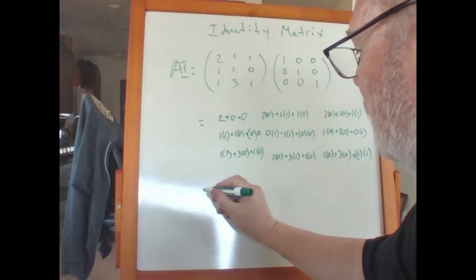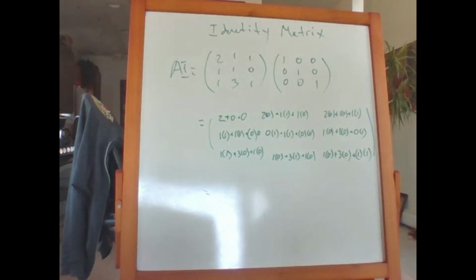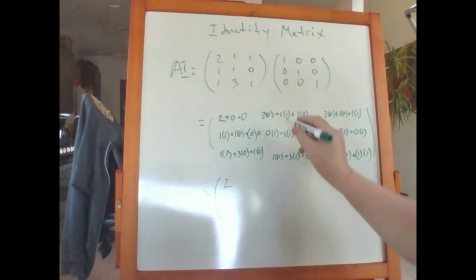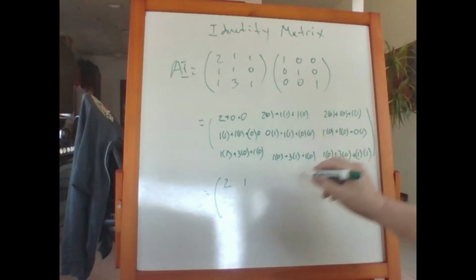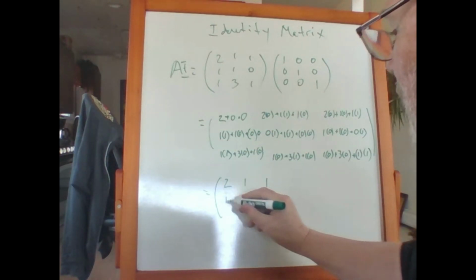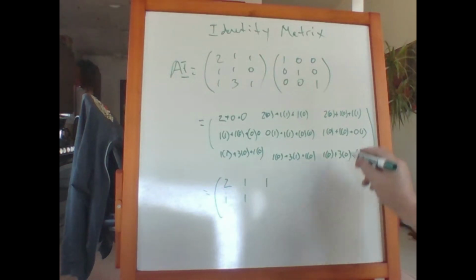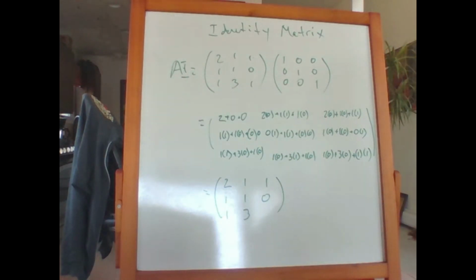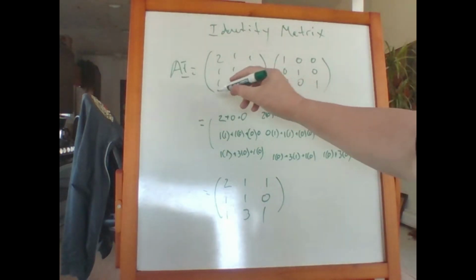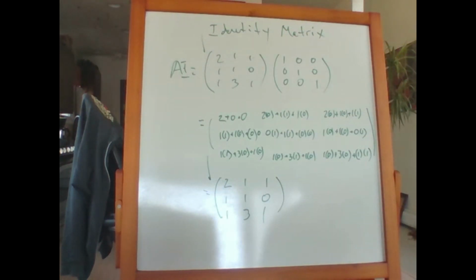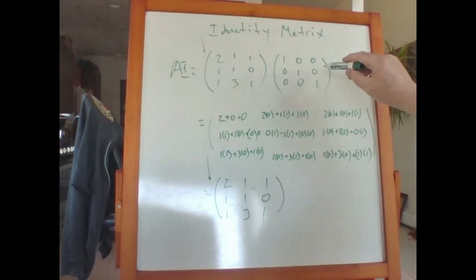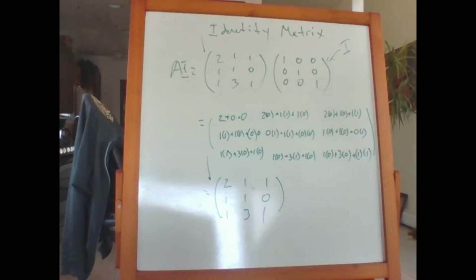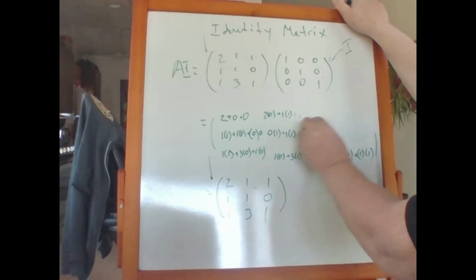And when we reduce these, again, this is a matrix. We reduce these, we've got 2, 1, 1. So far, so good. 1, 1, 0, and 1, 3, and 1. And we can see that those two matrices are the same. So when this matrix is multiplied against this matrix, it yields the same matrix again. And so this is called the identity matrix. And again, it's simply the ones down the diagonal of the matrix.